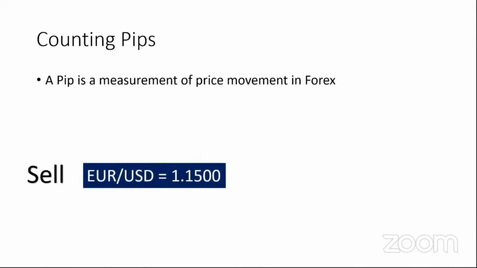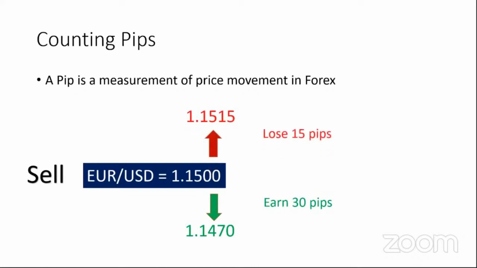Kung yung posisyon naman natin baliktad, we believe that the euro is weak and the dollar is strong, we decide to sell Euro USD. If the market does go down to 1.1470, tama tayo, bumagsak nga siya. It went down by 30 pips. Then kumita tayo ng 30 pips. However, kung nag-sell ka, tapos umakyat yung market, baliktad yung nangyari, to 1.1515, then you lose 15 pips. Okay? So kapag nag-sell tayo, tapos bumaba yung market, kikita. Kapag nag-sell ka pero umakyat yung market, talo.